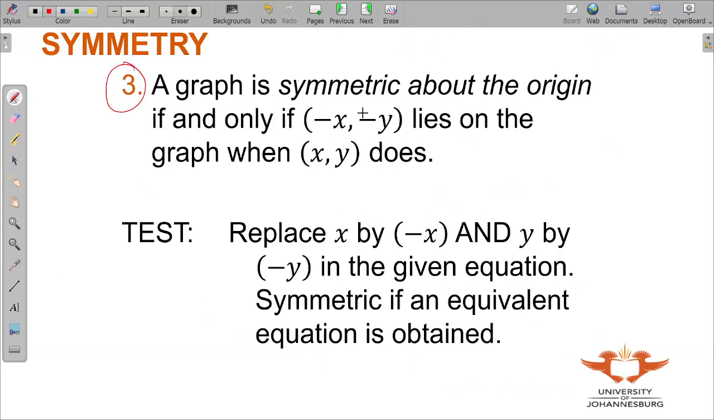Now the third one is to test if it is symmetric about the origin. This only happens if and only if we change x to negative x and y to negative y, so this point (-x, -y) lies on the graph when (x, y) does. That is symmetry about the origin. Whenever we are testing for symmetry about the origin, we are replacing x with negative x and y with negative y, and then we solve for that.